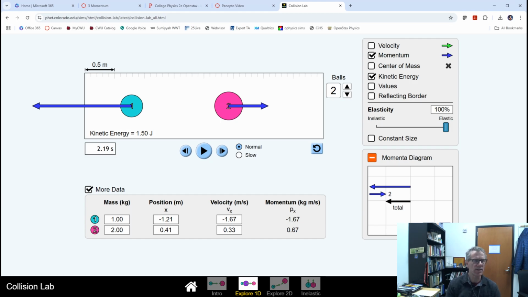Notice also in this case the kinetic energy stayed the same as well. So for elastic collisions, it looks like the momentum stays the same and the kinetic energy stays the same. Let's do this one more time.